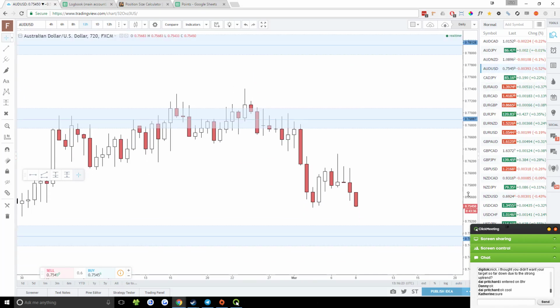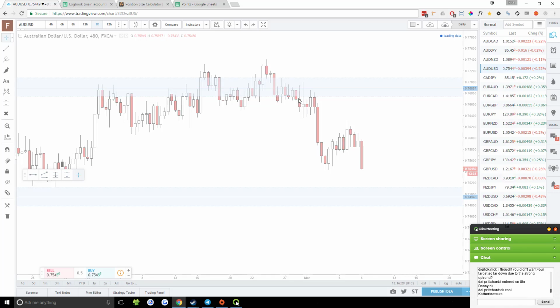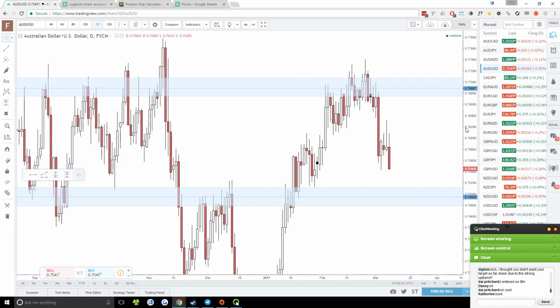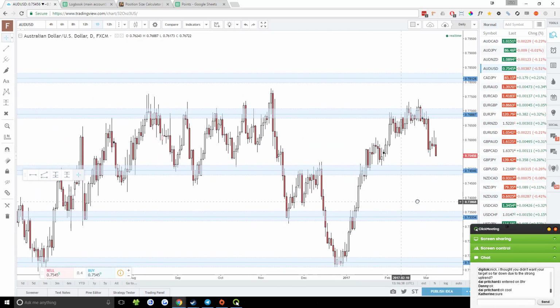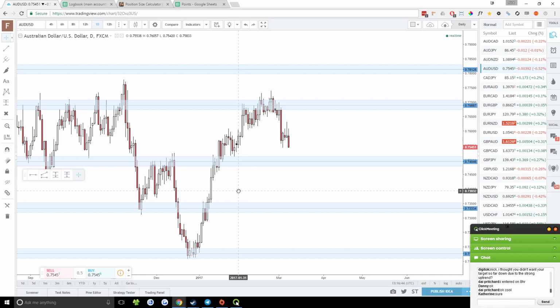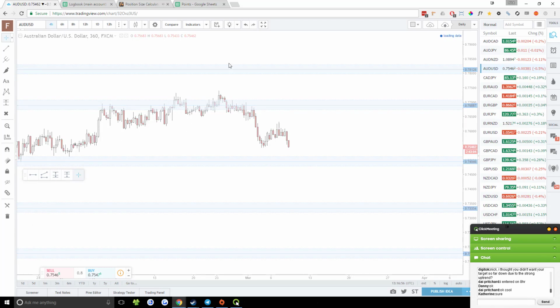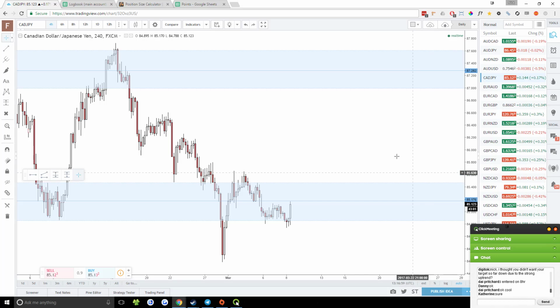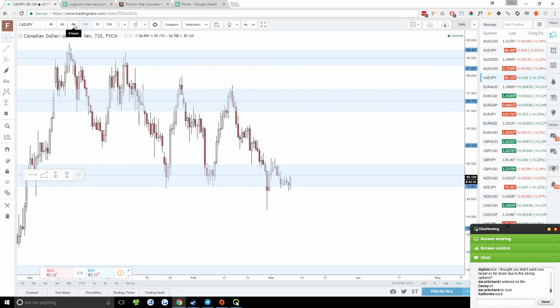AUDUSD. Let's go to the daily. Not really much going on here, to be honest. We're stuck at minor resistance for a while. But yeah, not much going on. 12 hour, 8 hour, 6, 4. Nothing much going on. Right, CAD JPY, still stuck on that support area.